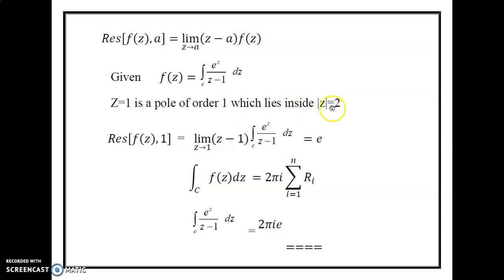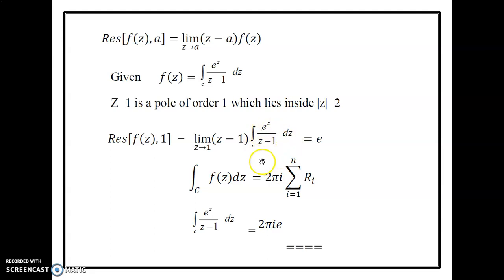Consider a graph. Put 0 as the center and draw a circle of radius 2. Therefore, z equal to 1 lies inside the circle. So, Cauchy's residue theorem is possible. We know that the given function has a simple pole. Residue of f(z) at 1 is equal to limit as z tends to 1 of (z minus 1) into f(z).